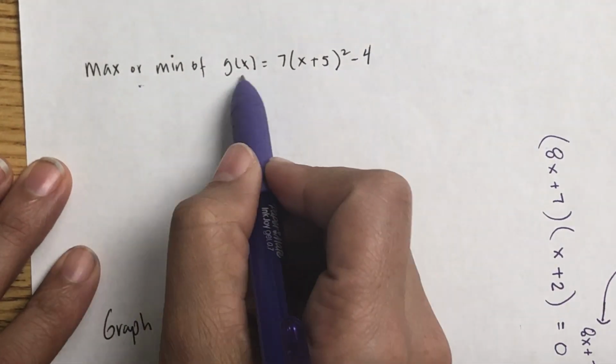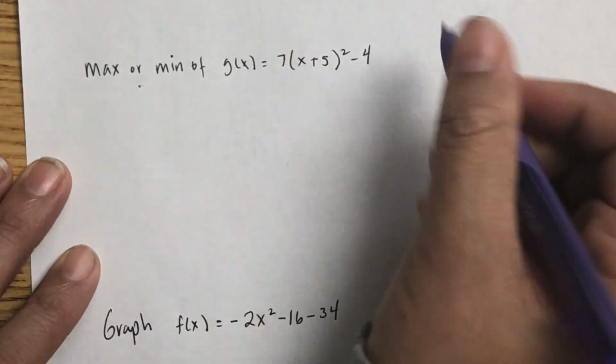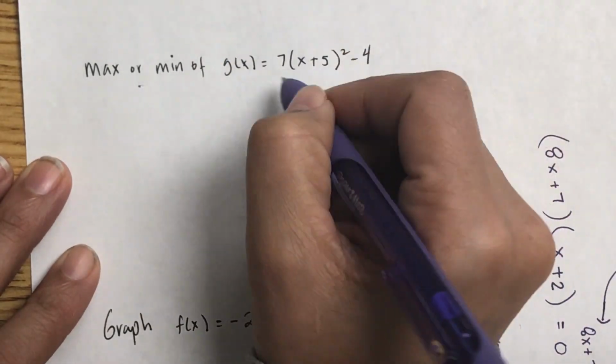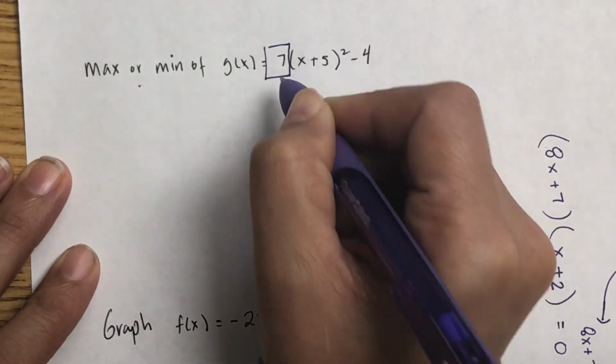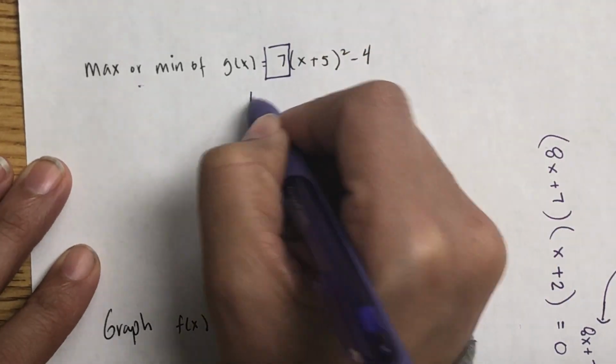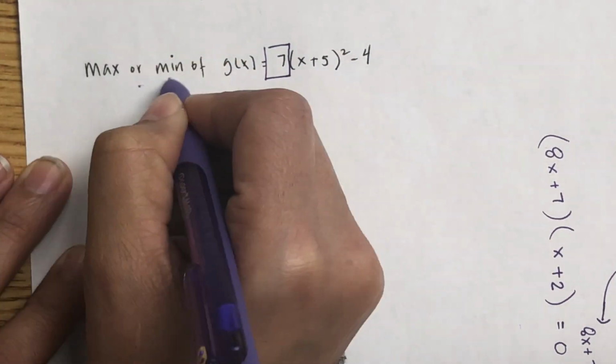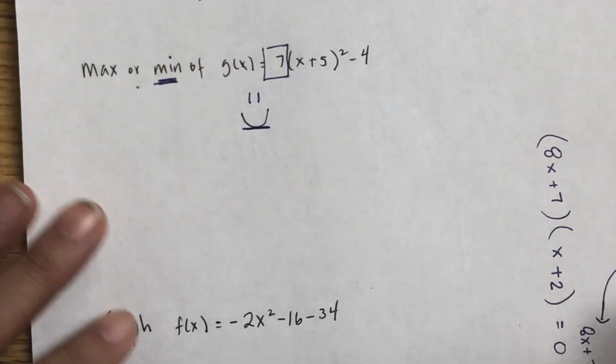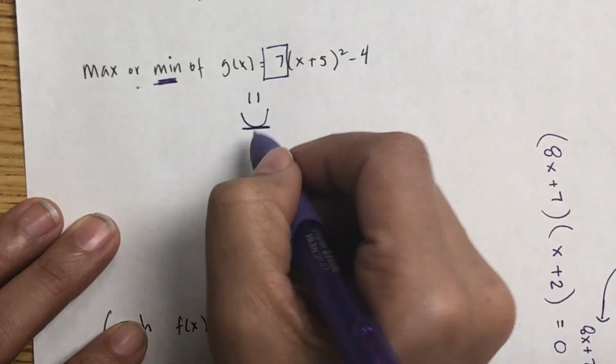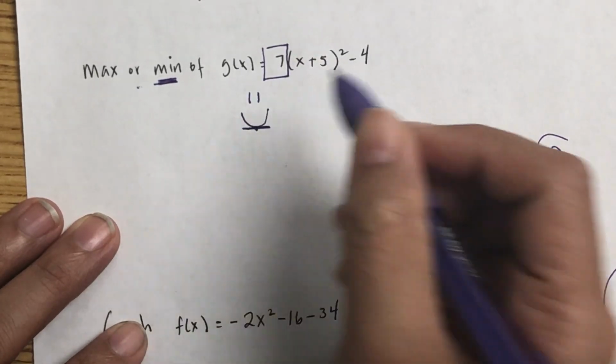Find the maximum or minimum of this. Okay, so remember, maximum or minimum. The number outside, is it positive or negative? It's positive. So that's good or bad? That's good. So it's a happy face, which means this has a minimum. So the answer has to be a minimum. All right, find the minimum. It happens at the vertex. So you just need to find the vertex.